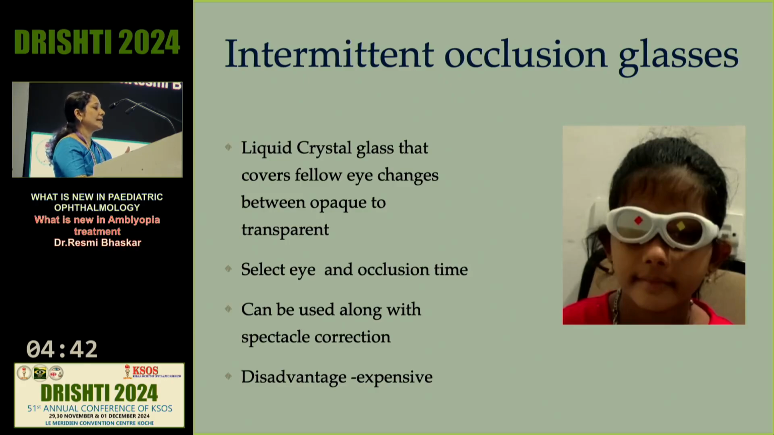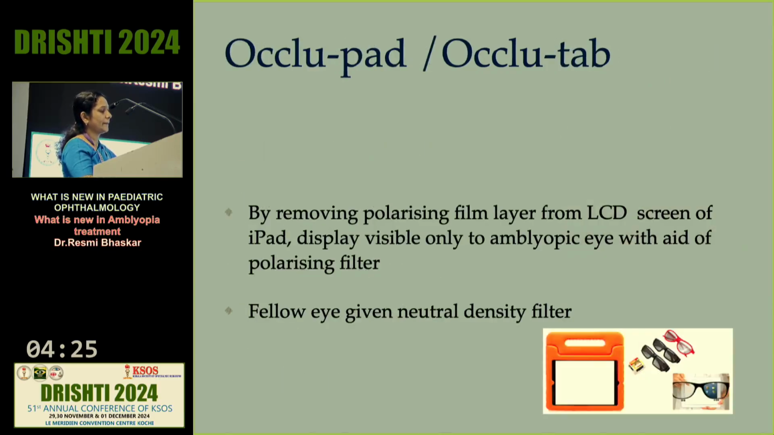Intermittent occlusion glasses are liquid crystal glasses where we can set the timing of occlusion, that is, the glass will suddenly become opaque without the child knowing, and you can set the eye and also the hours of occlusion. But because of its high cost, it has not gained much popularity.